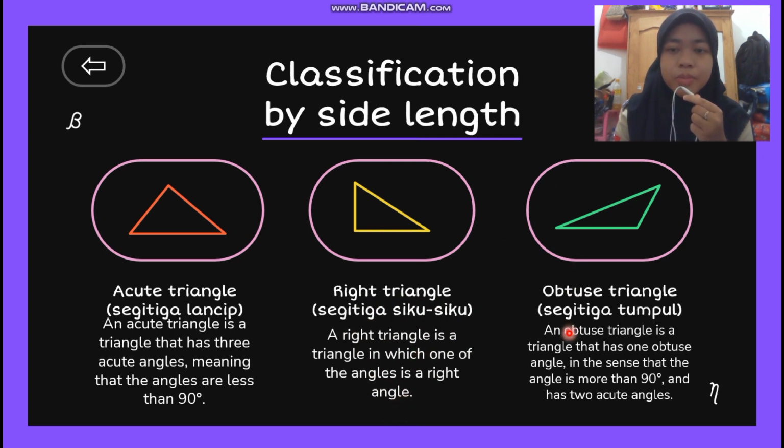The next is obtuse triangle, which means segitiga tumpul. An obtuse triangle is a triangle that has one obtuse angle, in the sense that the angle is more than 90 degrees, and has two acute angles.